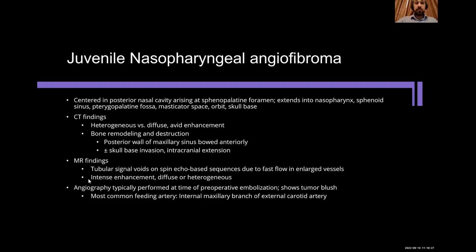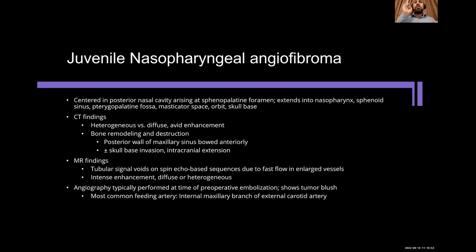MR findings: tubular signal voids on spin echo based sequences due to fast flow. The vessels appear as signal void. In spin echo without contrast, if you find a normal vessel that is hyperintense, especially in T2, raise a concern about thrombus.